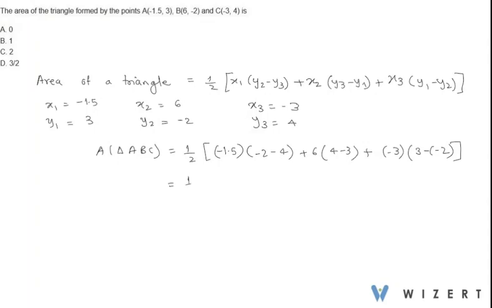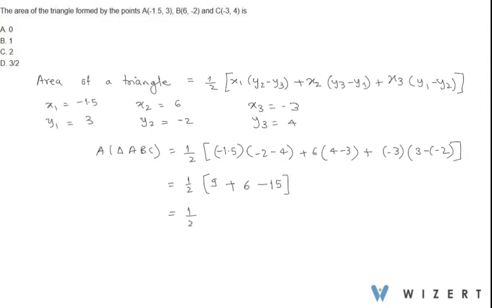Let's see, half into -1.5 into (-2 minus 4) is -6, so 15 into 6 is 90, and with the decimal that is 9.0, so that is plus 9. Then 6 multiplied by 4 minus 3, so that is 1, so 6. And -3 multiplied by 3 minus of -2; 3 minus of -2 is 3 plus 2, that is 5. 5 threes are 15. This is negative, so this will be minus 15.